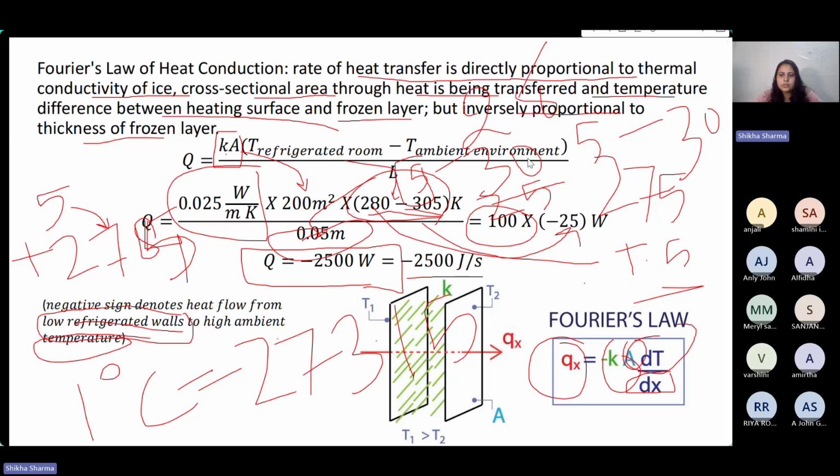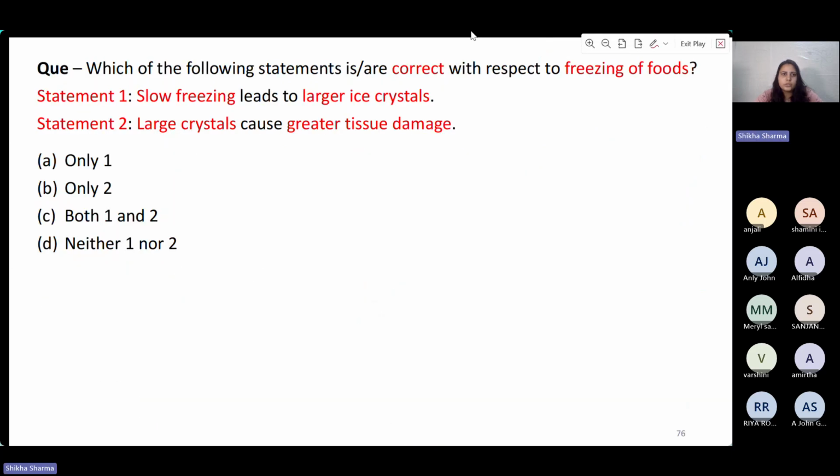Can we move to the next question? Which of the following statements is correct with respect to freezing of food? One is slow freezing leads to large ice crystals, and second is large crystals cause greater tissue damage. Anyone who would like to answer this question, or any question which is not clear so far?